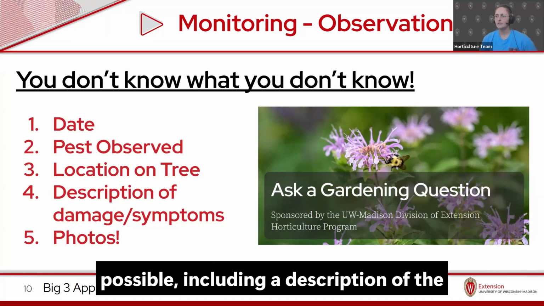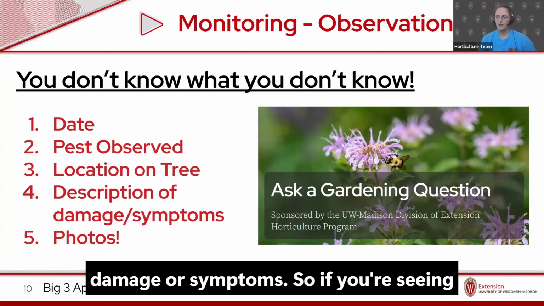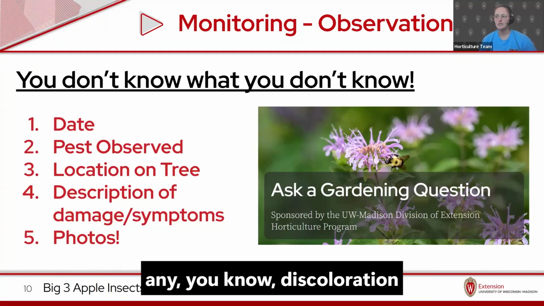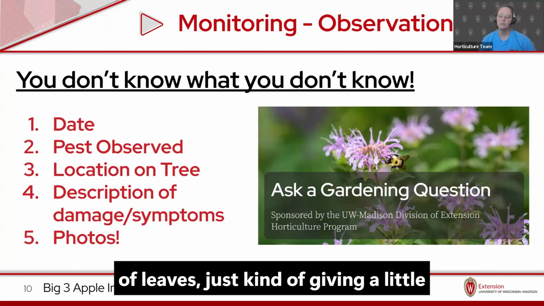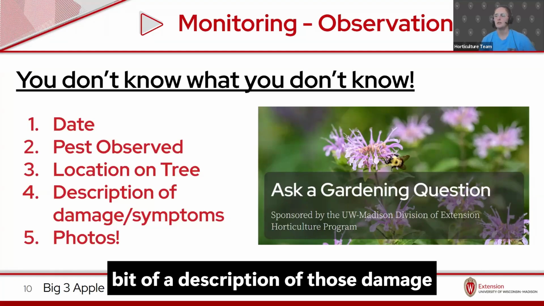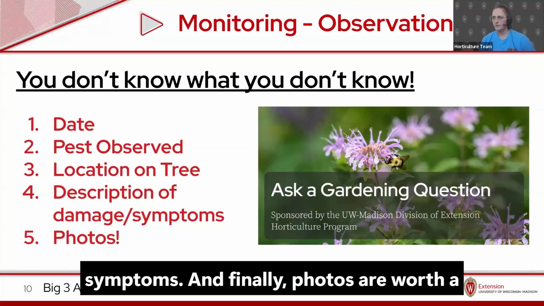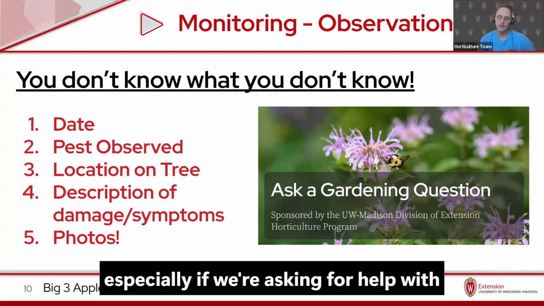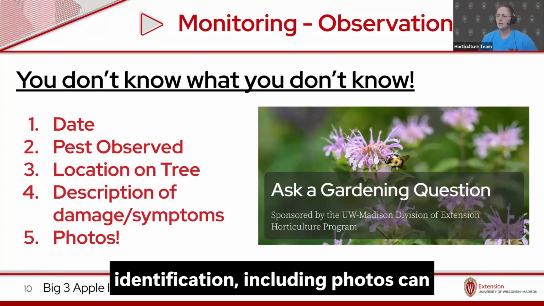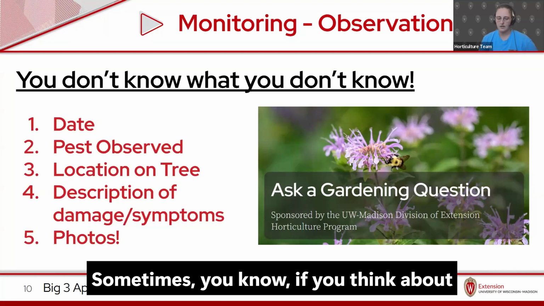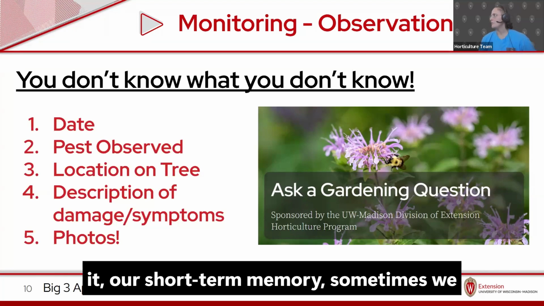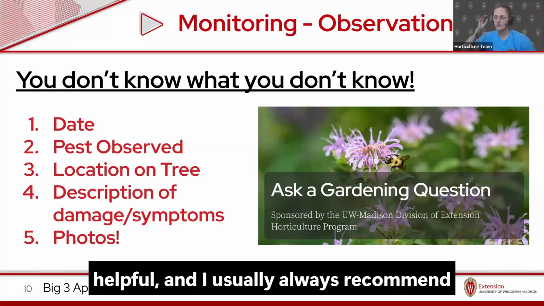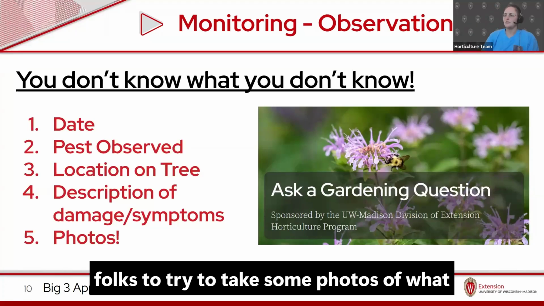If possible, include a description of the damage or symptoms. So if you're seeing any wounds in fruit, or any discoloration of leaves, give a little bit of a description of those damage symptoms. And finally, photos are worth 1,000 words, right? Oftentimes, especially if we're asking for help with identification, including photos can be really helpful. If you think about it, sometimes our short-term memory misses a few details when we're trying to recall it. So photos are definitely helpful, and I always recommend that folks try to take some photos of what they're seeing.